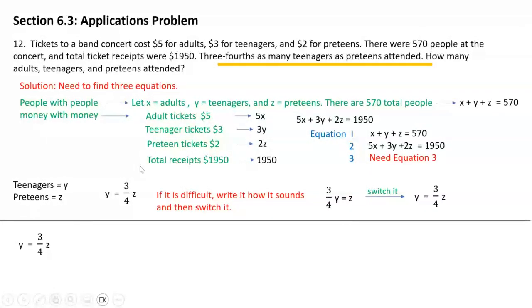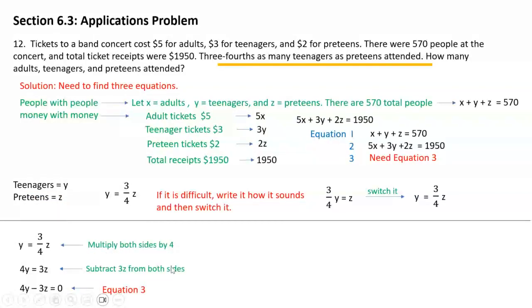But first of all, remember, guys, it's going to be in proper form: x plus y plus z equals a constant, or ax plus by plus cz equals d. So I need to multiply 4 to both sides, and then I'm going to subtract 3z from both sides. It's going to give us 4y minus 3z equals 0. And that's equation number 3. Okay, those are my 3 equations.